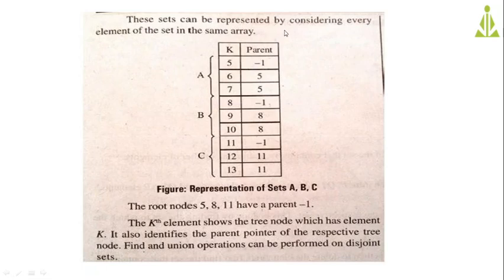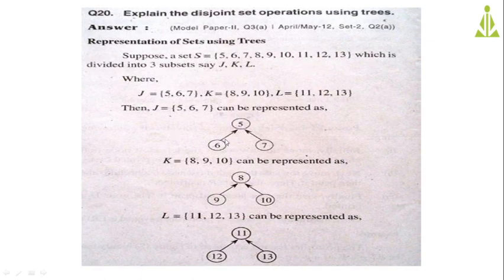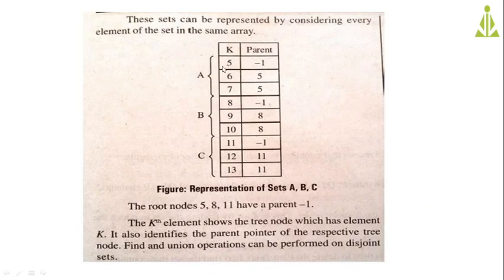This set can be represented by considering every element of a set in the same array. Here, whatever the root element in this tree, this is a representation of a set using a tree, and here we are representing it in the same array. So here we can see the roots are 5, 8, 11. We are taking 5, 8, 11 as -1. So -1 is the indication that it is a parent node.